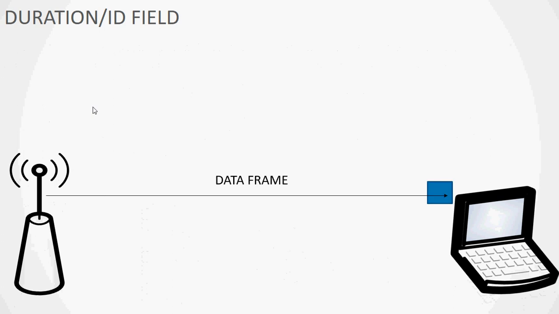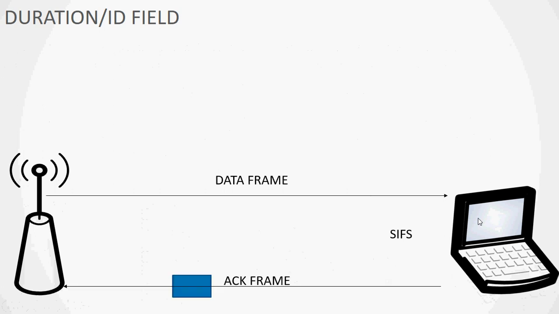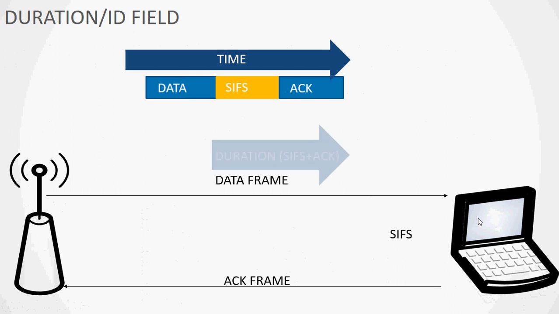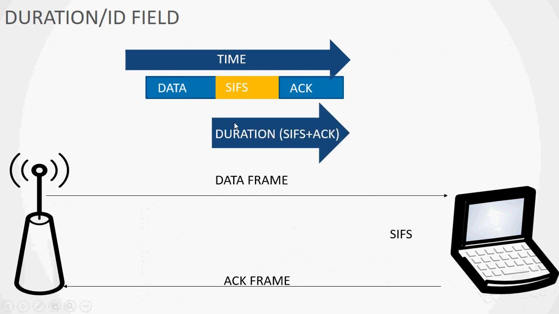Let me show you how it will work. This client A is transmitting data, and the data frame is going to the device. It has to wait a SIFS time, as I explained in interframe spaces, then it will send the acknowledgement. The MAC header will contain these three pieces of information: data, SIFS, acknowledgement. This is the total time taken for the transmission. The duration ID field will contain the SIFS and acknowledgement time and put it in the MAC header of the transmitted unicast frame. So this is the duration ID field.